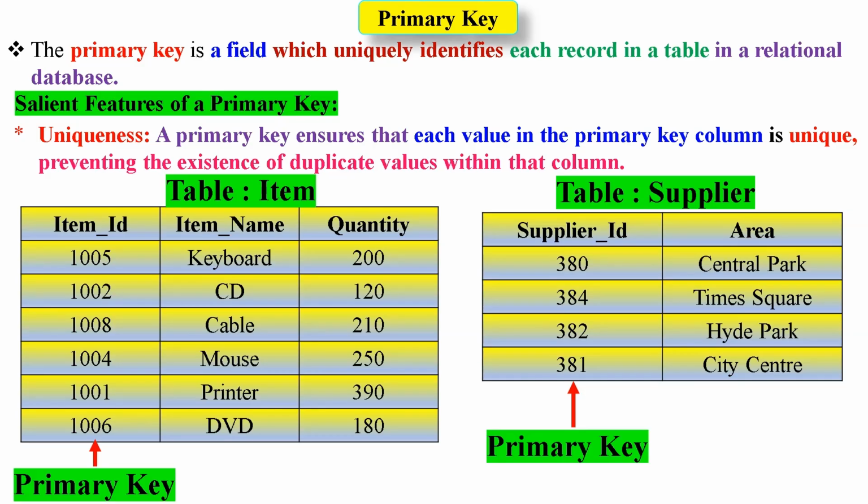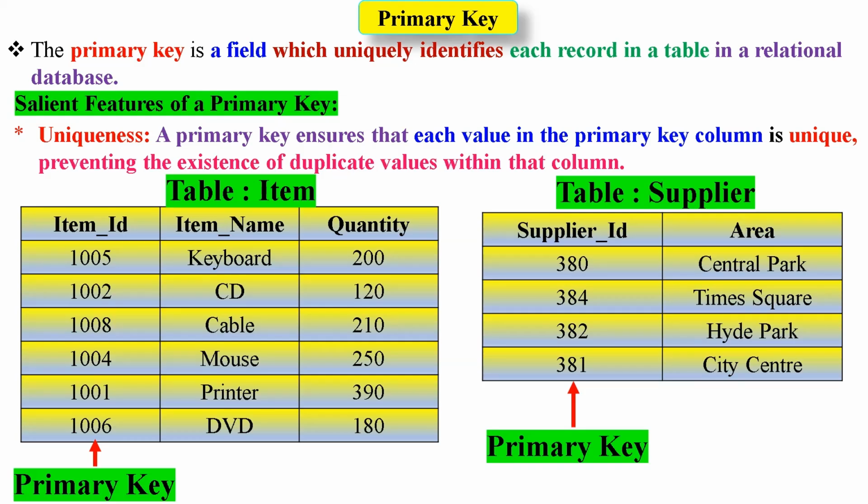You can see the table item, left side table. Here item_ID is the primary key. Now check the values of the item_ID: 1005, 1002, 1008, 1004, 1001, and 1006. No 2 rows in the table can have the same value in this column. Same way you can check in the supplier table on the right side of the screen too. The supplier_ID is the primary key. So, each value in the primary column is unique.